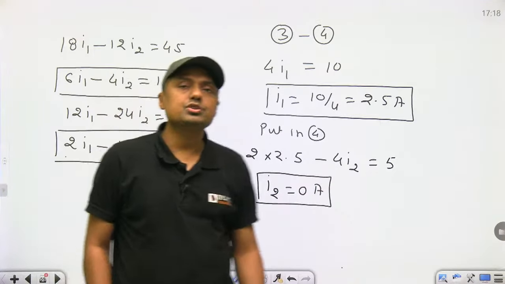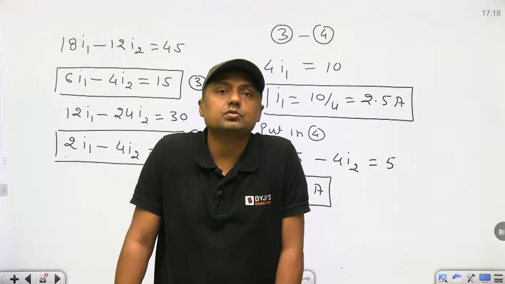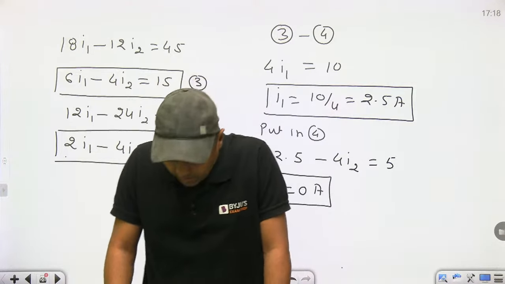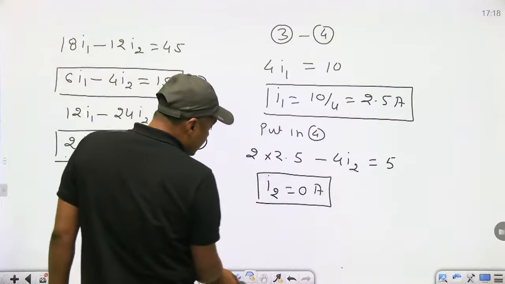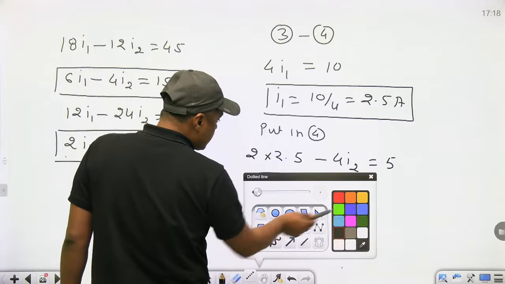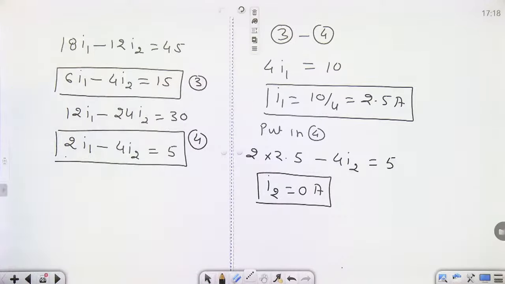I2 is equal to 0 ampere, and that is the answer for this question. Shreya and all other students, check your calculation. Okay, well tried, you have given the right answer. But why? Because in the exam hall we make silly mistakes. This is a very simple equation.